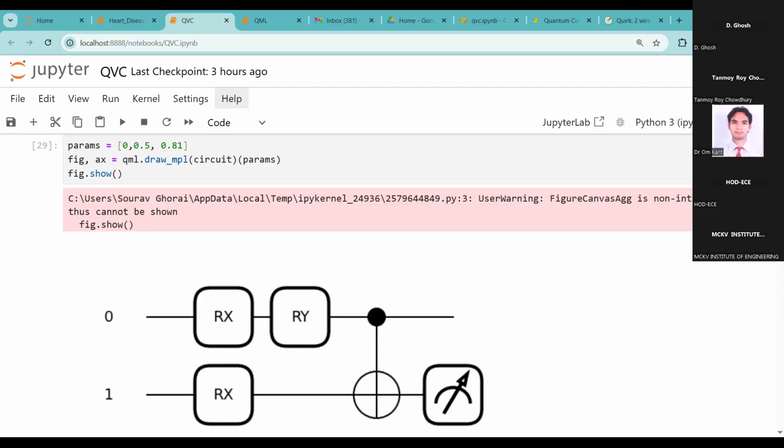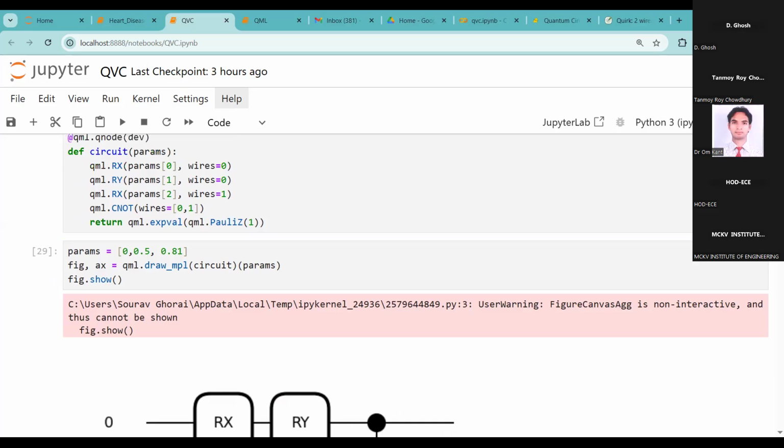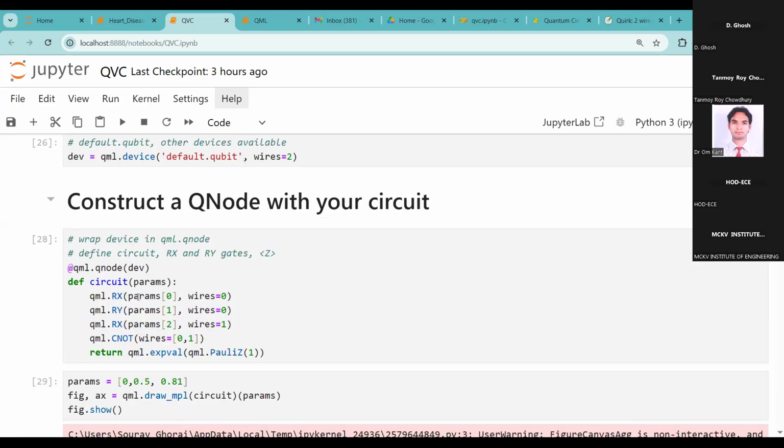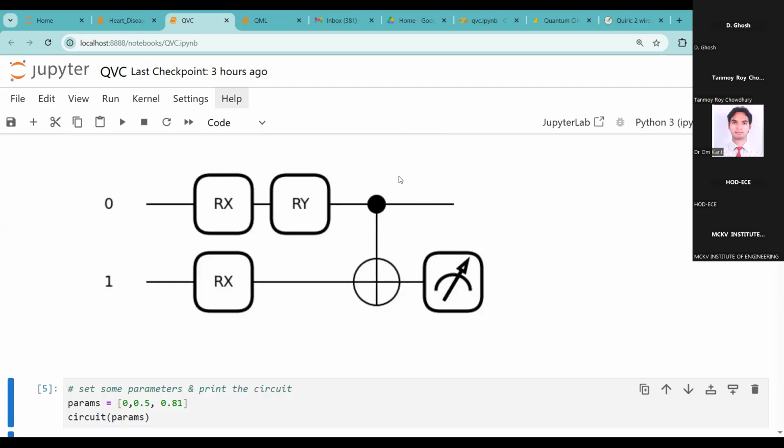And if I draw the circuit, please note, this is what you have. For qubit 0, you can see there is an Rx and Ry, and on wire 1 there is an Rx. And then there is a CNOT between wire 1 and 0. So there is some kind of entanglement. So this is my U theta circuit. This is not my data encoding part. Data encoding is done. This is my U theta circuit, and this is my measurement on qubit 1.